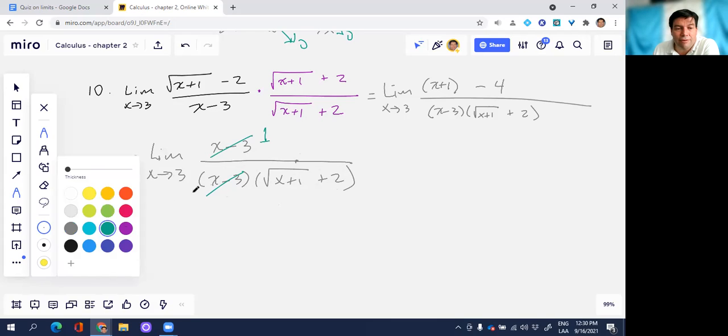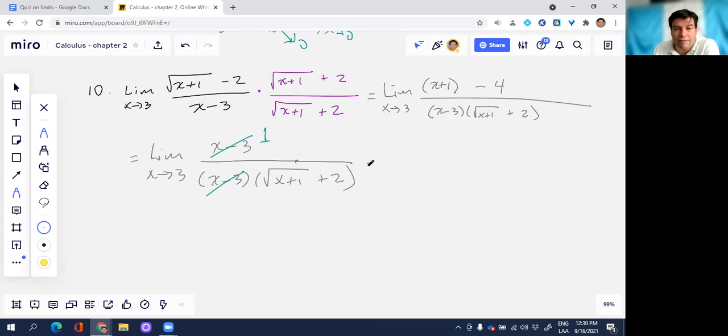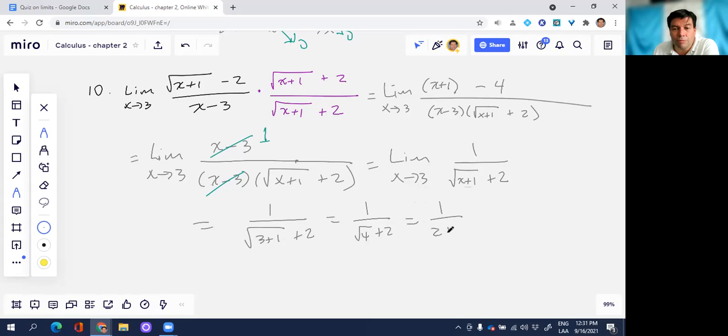So what we have is the limit as x approaches 3 of 1 over the square root of x plus 1 plus 2. Substituting the 3 now, I have no longer division by 0. So that is 1 over the square root of 3 plus 1 plus 2, which is 1 over the square root of 4 plus 2, or 1 over 2 plus 2, or finally 1/4. And that's it.